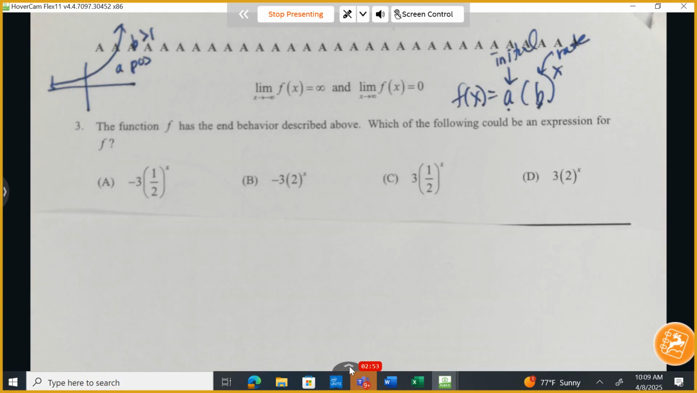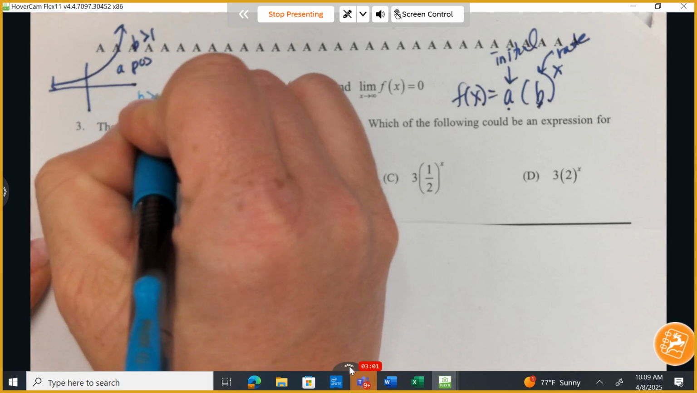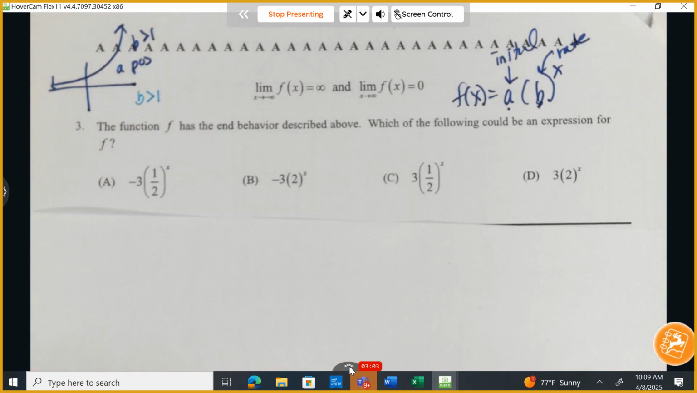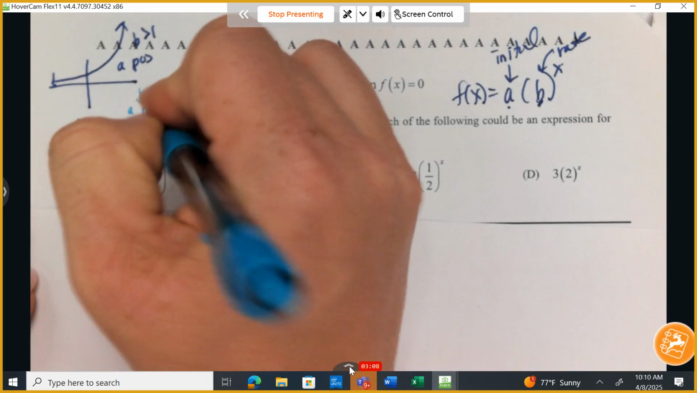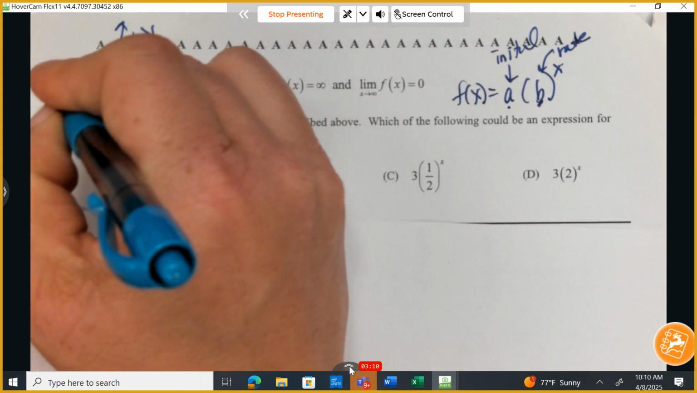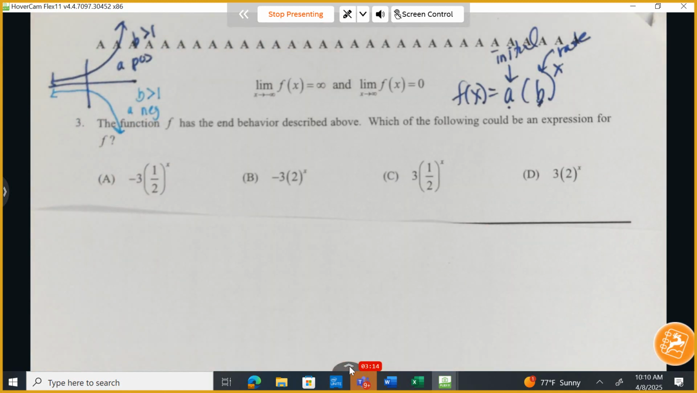Okay, let's talk about this again. Now, what could happen here? If I have still a b value that's greater than 1, so b is still greater than 1, but the a value is negative, I really think you should be writing this down, then it reflects across the x-axis and looks like this.